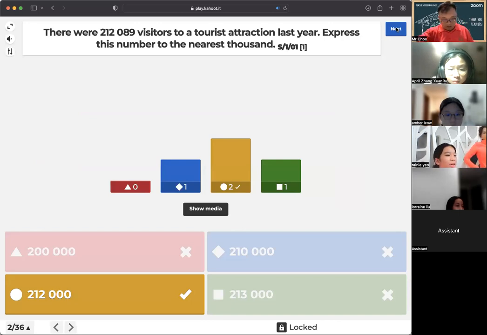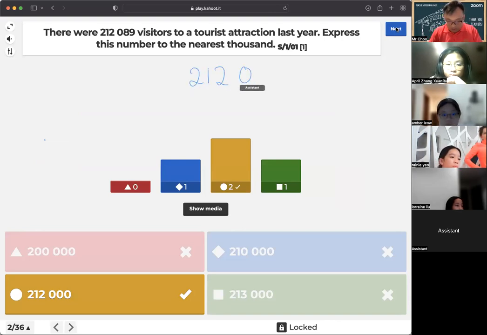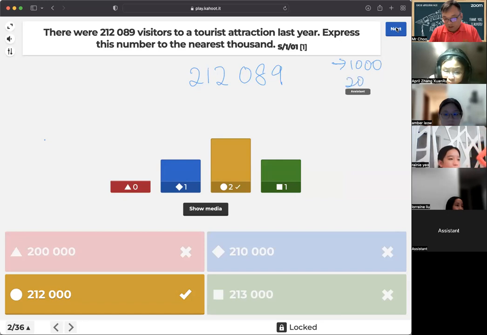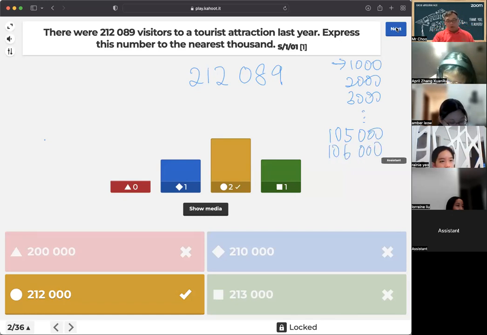Okay, why did you all not do this question well? You're supposed to express the number to the nearest thousand. So 212,089. The nearest thousand will be something like 1,000, 2,000, 3,000, and so on. It could also be 105,000, 106,000. So you want to round this off to the nearest thousand.